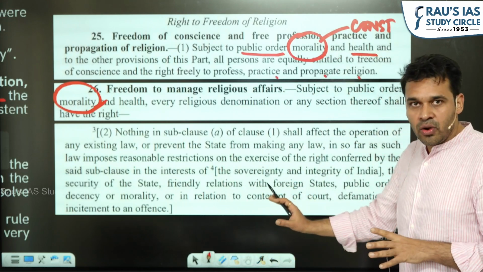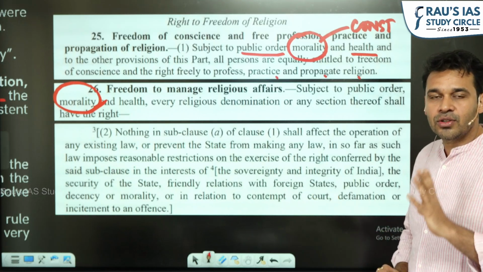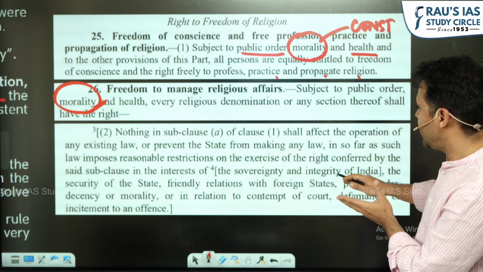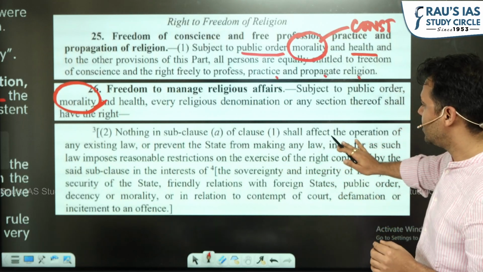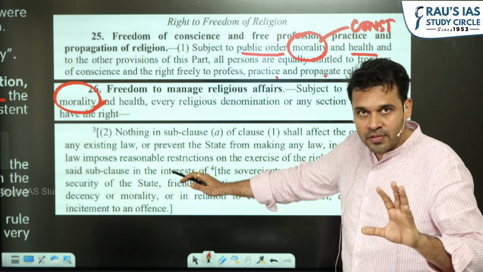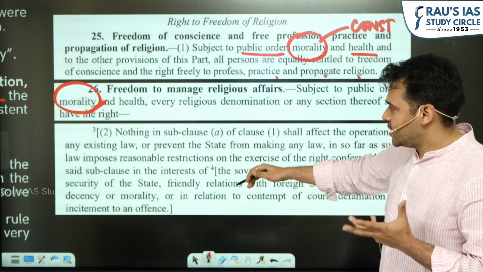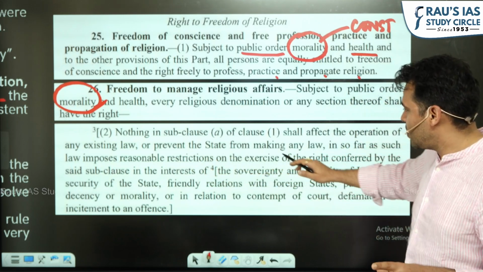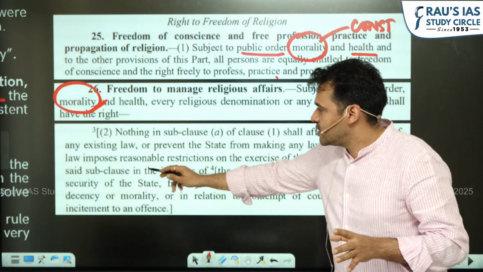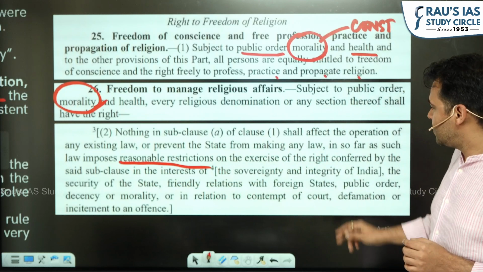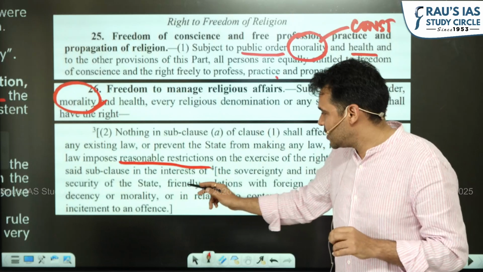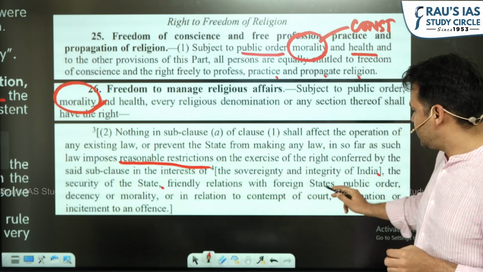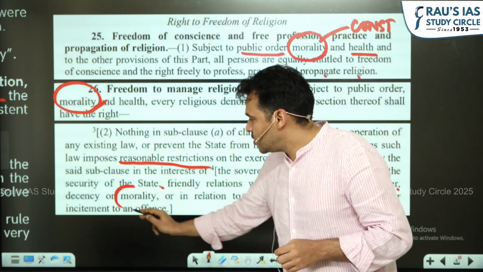This is Article 19 Clause 2, which provides for reasonable restrictions on the right to freedom of speech and expression. So let's quickly read and see where we can locate morality. So you can see that nothing in this clause (a) of clause 1 shall affect the operation of any existing law. So if there is a British law which restricts the freedom of speech and expression, or the new parliament and the new government of state and union, they are not prevented from making any law in so far as the law imposes reasonable restrictions on the exercise of the right conferred by the said subclause, which is freedom of speech and expression, obviously in the interest of sovereignty and integrity of India, the security of the state, friendly relations with foreign states, public order, decency and morality.